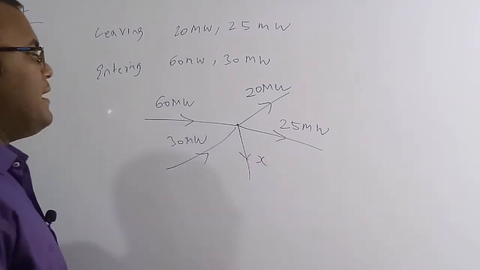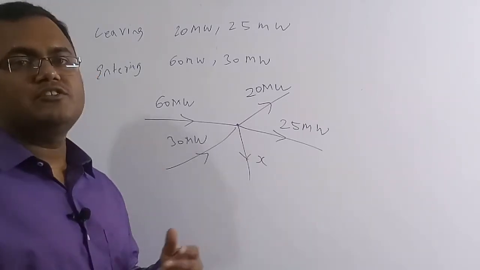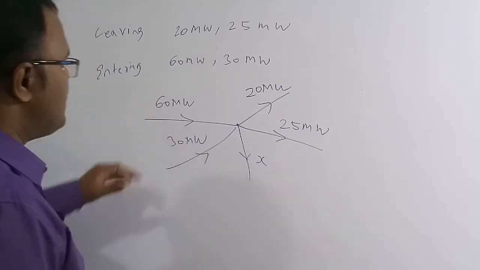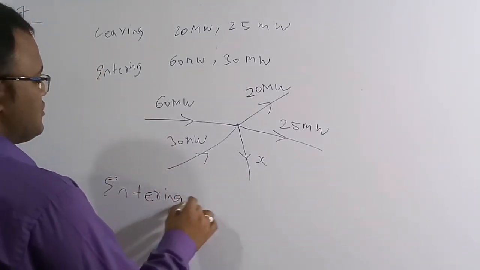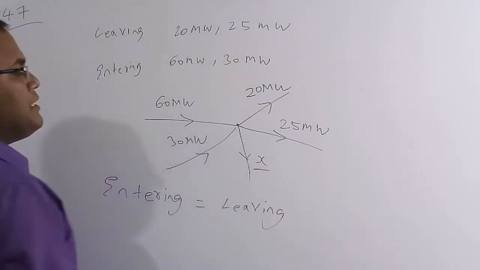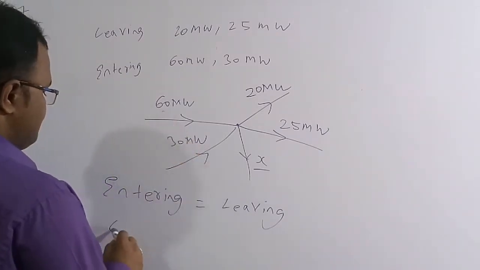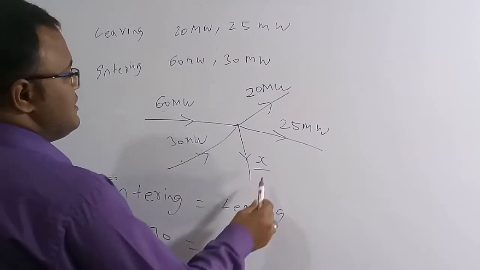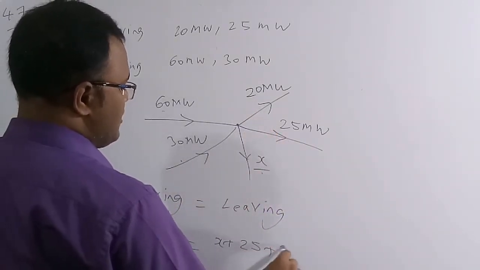By balance, because the power is always conserved, the input power is always equal to the output power. So entering is equal to leaving. I have assumed in the other branch the real power is leaving the branch. So here entering is 60 and also entering is 30, and leaving is x, 25, and 20. All these powers are leaving.